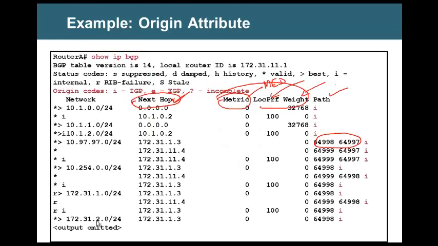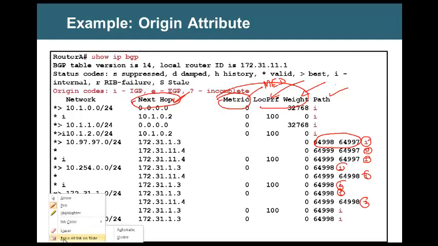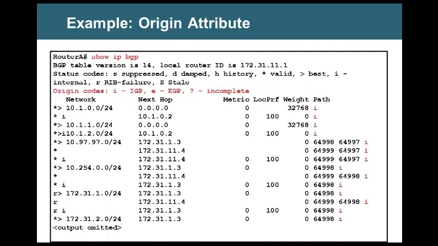Now I was talking about I and question mark. Here you see all are I, which means they were introduced by using the network command on this autonomous system. This network, which network?